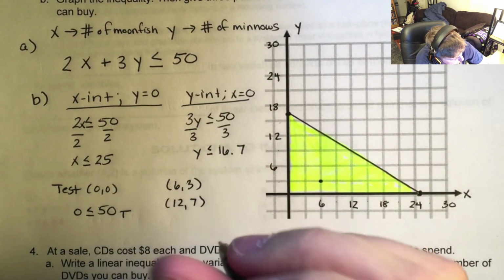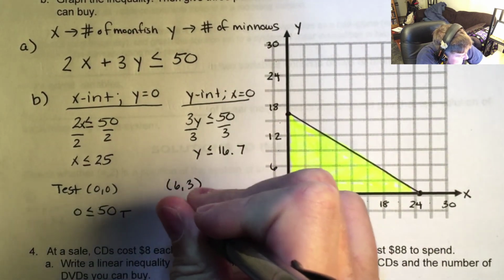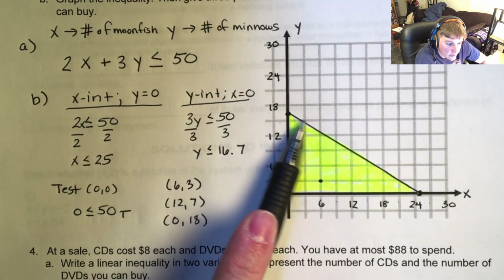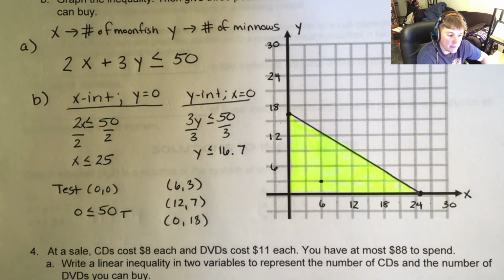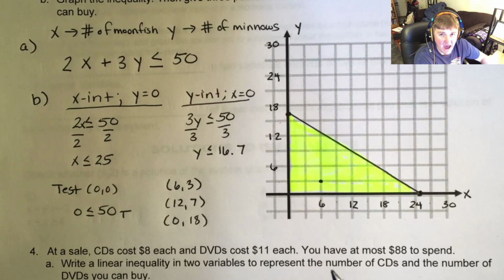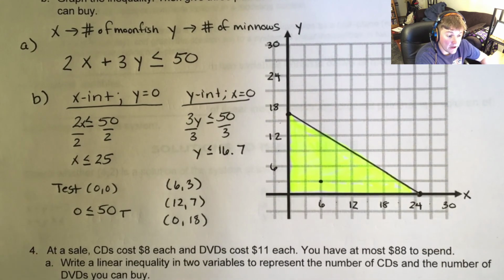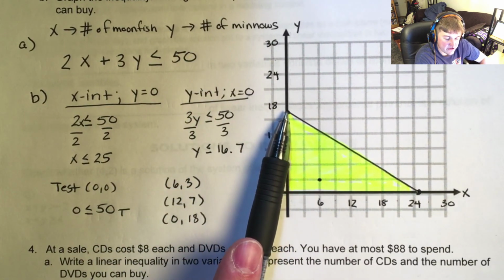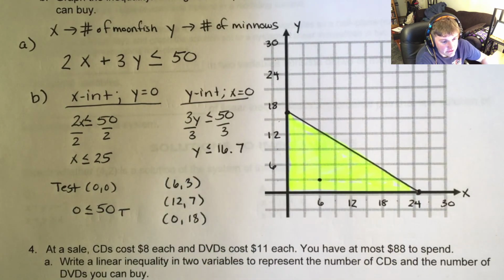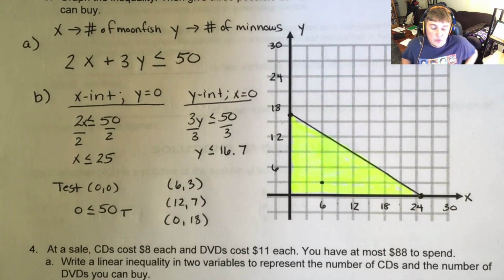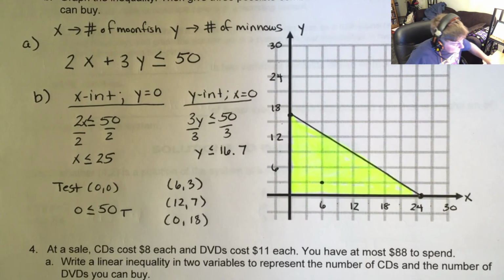What about this one? What about 0 minnows and 18 moonfish? That's this point right here, which is on my line. Would that be a solution? In this situation, yes, it would be. This would be an example of me spending every single cent I have on just minnows, because the y value is 18. But anything on the line is a solution, so that's what it would be. Okay, so good opportunity to pause the video and try the next one on your own. Check it with me when you are done.